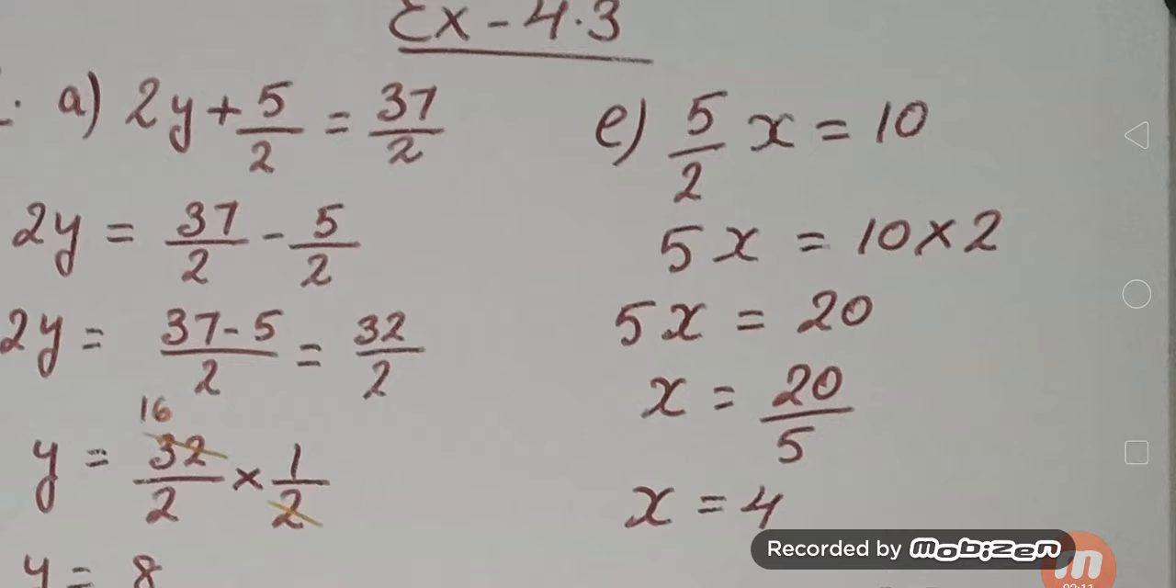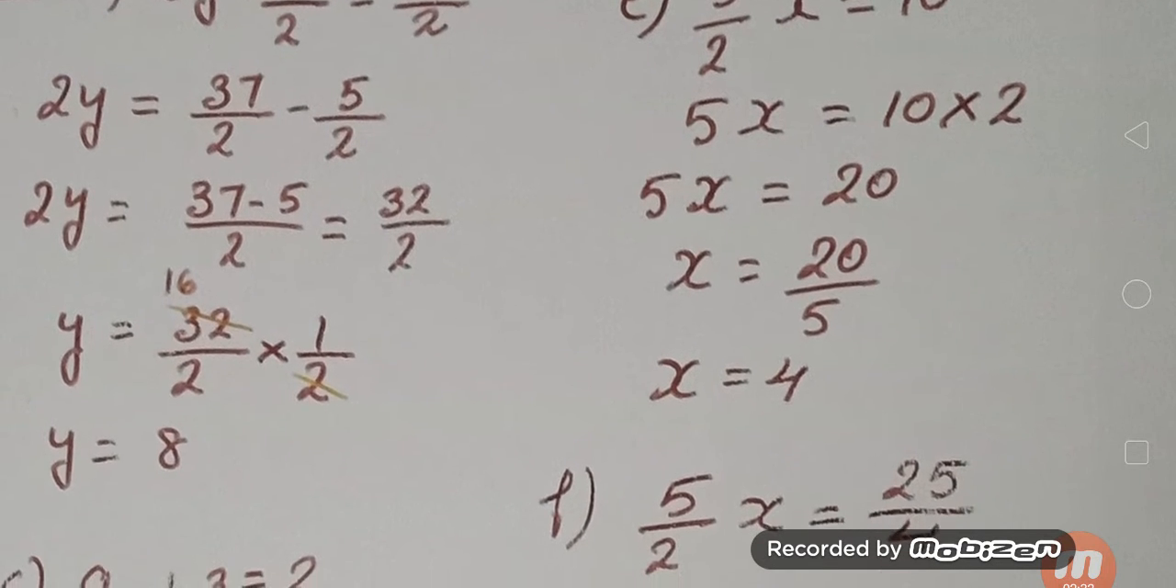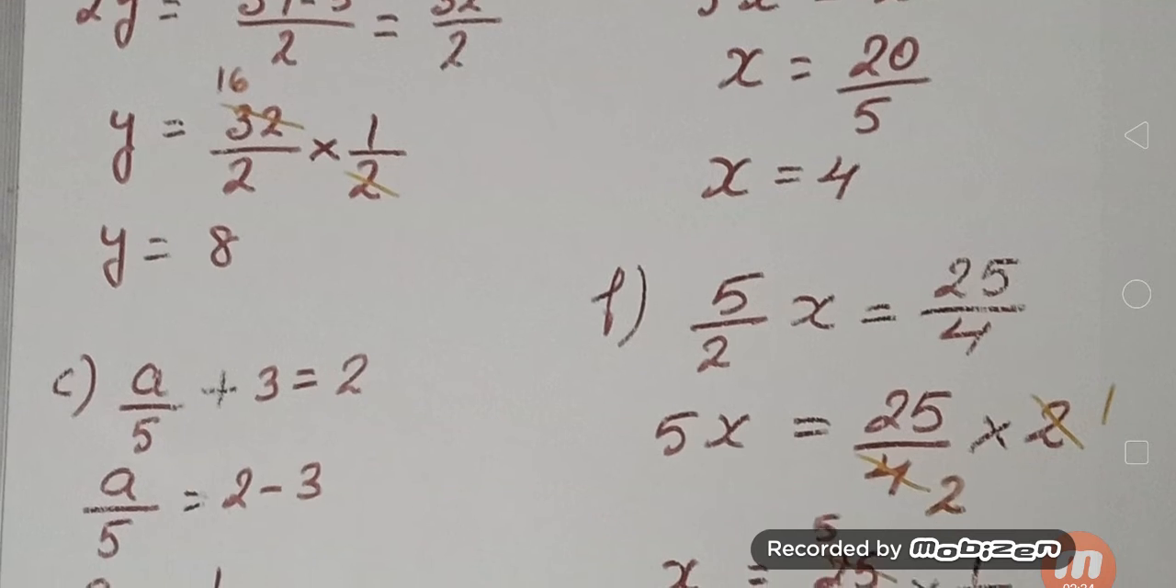5 by 2x is equal to 10. So from LHS we will take this 2 which is dividing, so on the right hand side it will multiply 10. 10 into 2 is 20. Now again to separate the variable, we will take this 5 towards the right hand side. Here it is multiplying, so on that side it will divide. 20 divided by 5 is 4. So variable x is equal to 4.